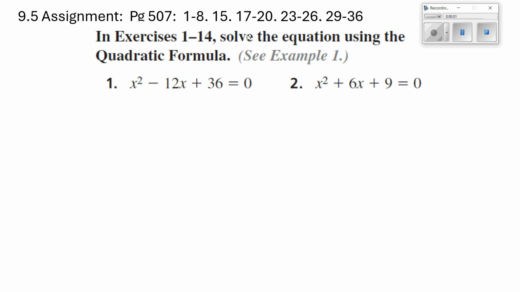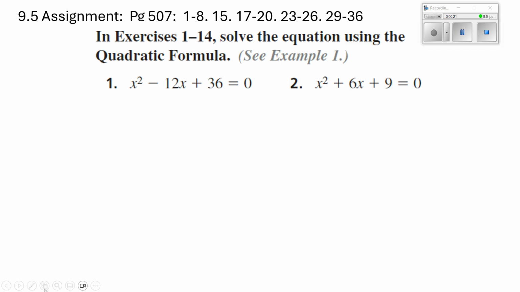Knock out this homework. We got 1 through 8, 15, 17 through 20, 23 through 26, and 29 through 36. 1 through 14 says solve the equations using the quadratic formula. Don't give you a choice, tells you use it.